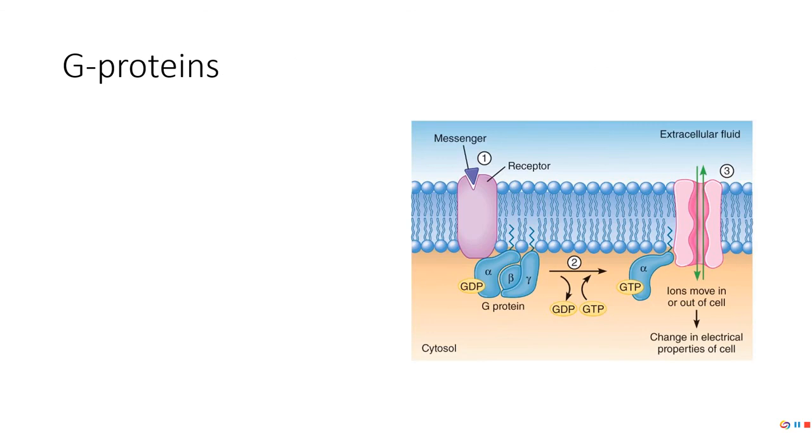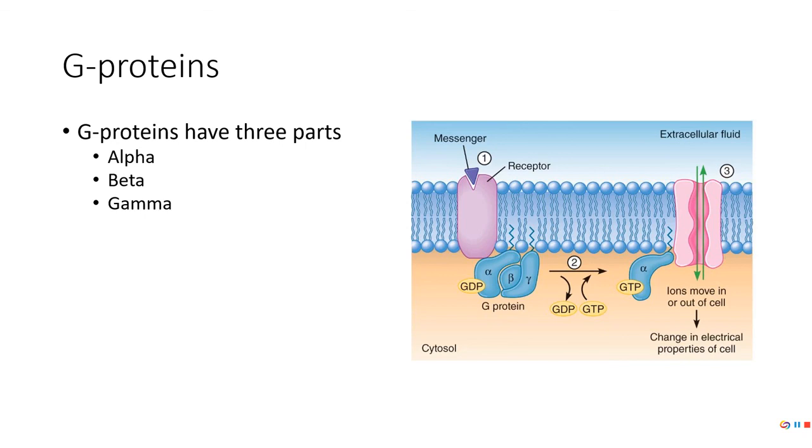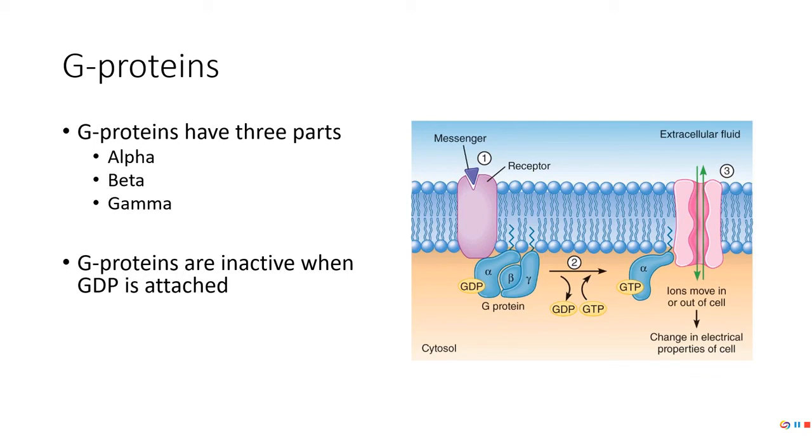So a G protein is a three-part complex. There's alpha, beta, and gamma. If a molecule called GDP is attached to the G protein, it's considered inactive. However, if that GDP is replaced with GTP, the G protein is activated and then the magic happens.